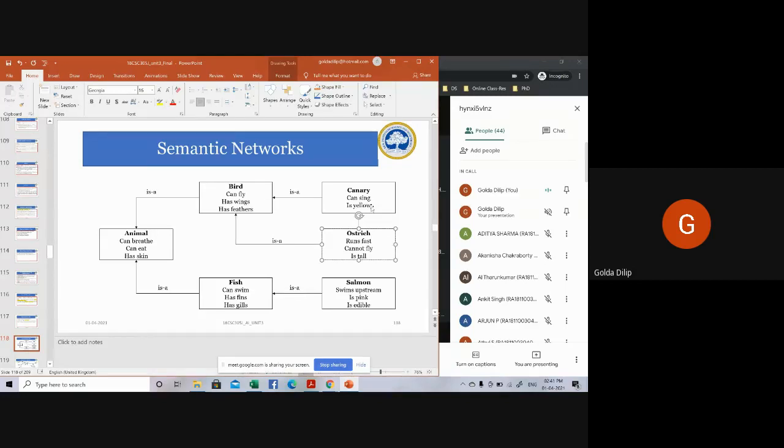Then you can see here the relationships. Is a basically represents inheritance. If it is has a, that would be aggregation. So these are all your classes: bird class, ostrich class, canary class, salmon, fish class. Again, you can have instances of a class also. So that's what your semantic network is all about.